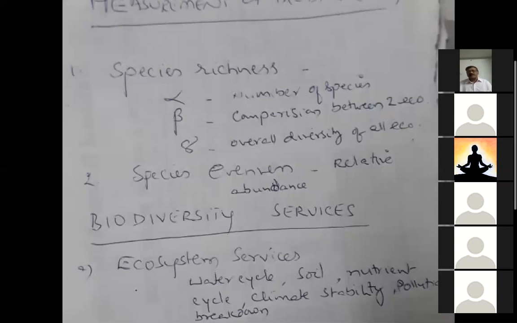Evenness means, assume in an area there are four kinds of plants or animals, all having equal incidence. Let us say each one is about 20 to 25 percent based on their number. Each one has about 25 individuals present, suppose all put together are 100. There are four species, each with about 20 to 25. Then the evenness of each species is equal.